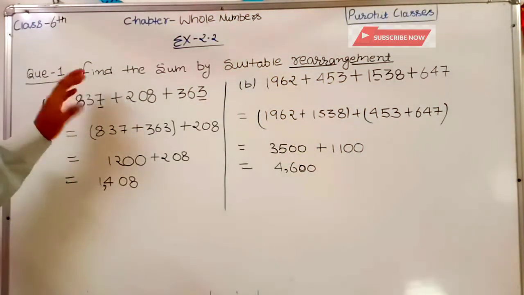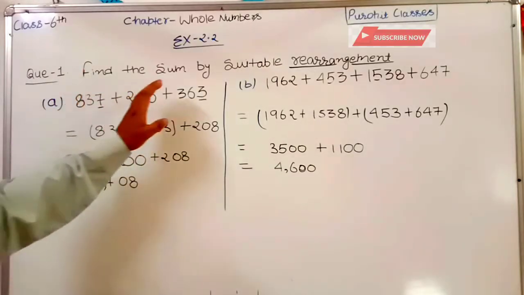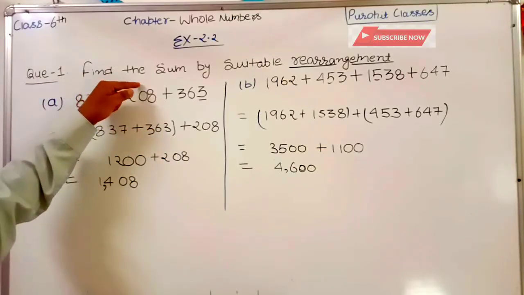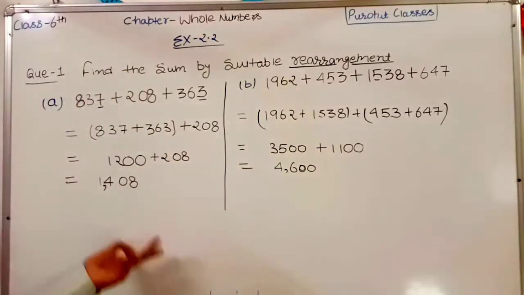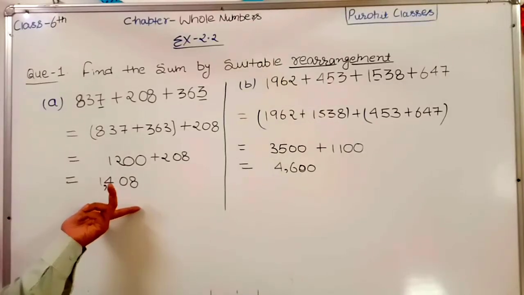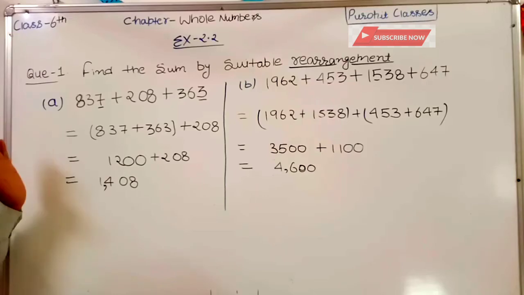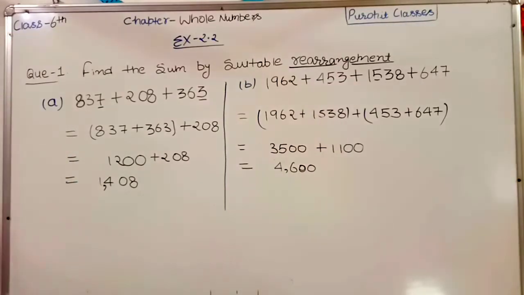Understood? If in the examination the question is to find the sum by suitable rearrangement, and you are not using this kind of formation, you are directly adding 837 and 208, even if your answer is correct, you will not be awarded any marks. Understood? You will be getting 0. So this part you have to pay attention to. Okay, pause the video and note it down.